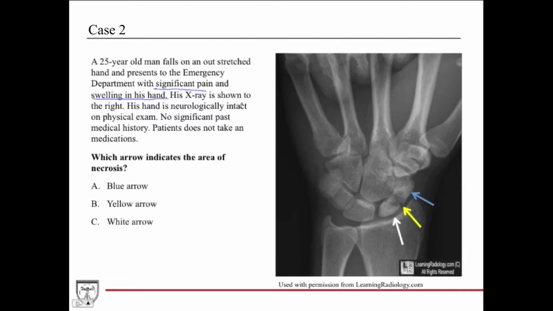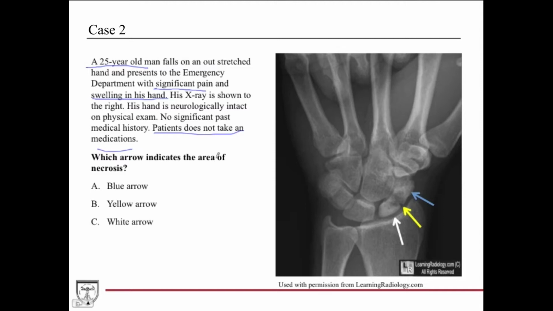His hand is neurologically intact on physical exam. So what does that mean? That means there's no nerve injury. So there was no transection of the median nerve or the recurrent branch of the median nerve or the radial nerve. So all the nerves are intact. No significant past medical history. Not surprising. He's a pretty young guy. So there's nothing to be noted there. And then the patient does not take any medications, which is not surprising given that he's a young guy with no significant past medical history.